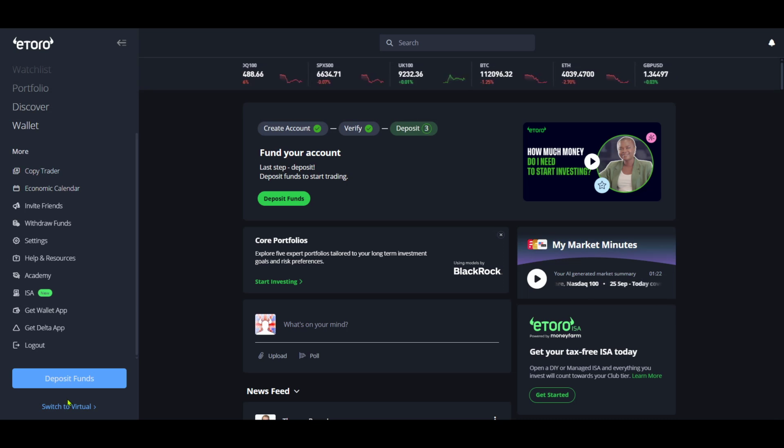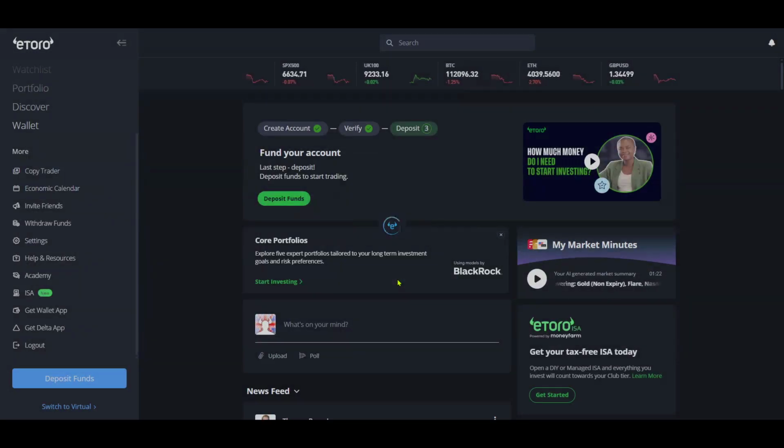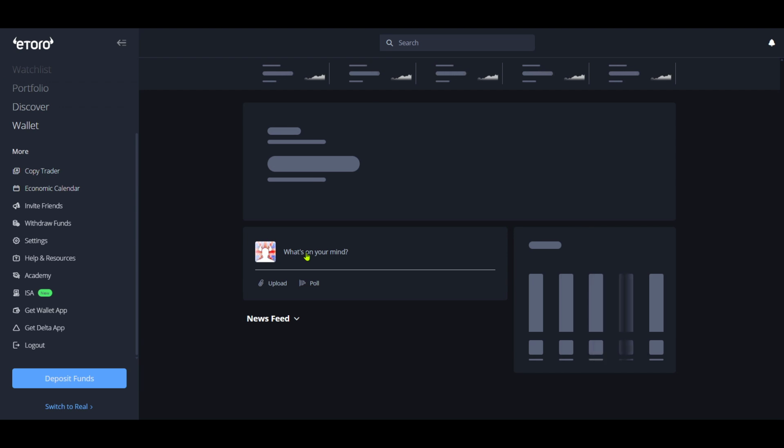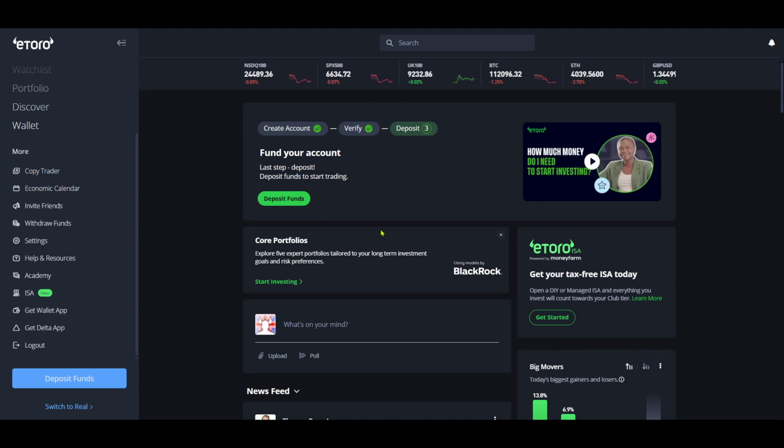Now, you should see an option labeled Switch to Virtual. Click on this option. By doing so, you'll activate a virtual portfolio funded with $100,000 of demo money. This means you now have access to a balance that you can use to simulate real trading scenarios. It's a fantastic opportunity to experiment with different investment strategies, from stocks to cryptocurrencies, without any financial risk.